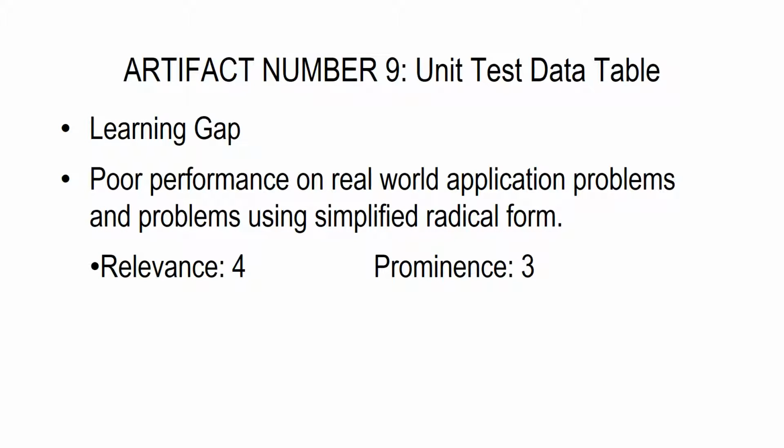Artifact number 9 was the unit test data table. So instead of just providing the unit test, we looked at what answers students were choosing and which questions individually caused problems. We identified this as a learning gap where there was poor performance on real-world application problems and problems using simplified radical form. We rated that as a relevance of 4, that this could be a major issue with the overall scheme of why our exploratory question. We have a prominence of 3 because it was about 50-50 on the very problematic ones, where half the students kind of got it and half the students didn't, according to the data.